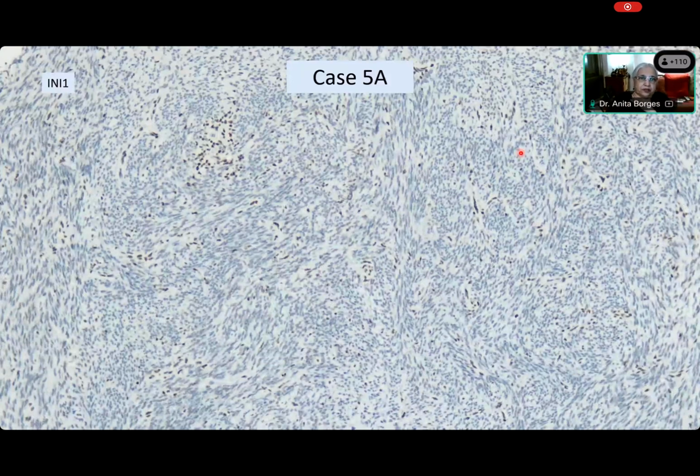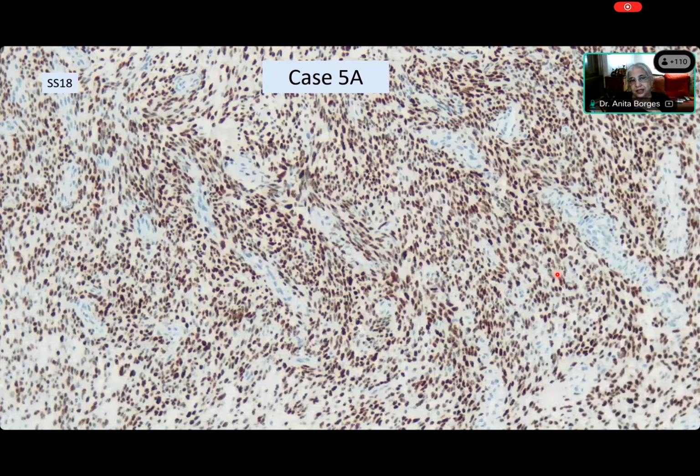Now this is INI1, also nuclear. You see it present in some here and there, but what you're seeing here is internal control. The internal control is the vessels, which shouldn't lose INI1. But you see that there are lots of spindle cells that have lost INI1. And this is SS18 protein. Is it nuclear or cytoplasmic? Nuclear, ma'am. Very good. So now we know that this is a monophasic synovial sarcoma. Excellent.